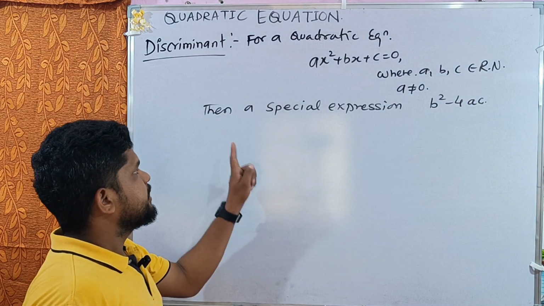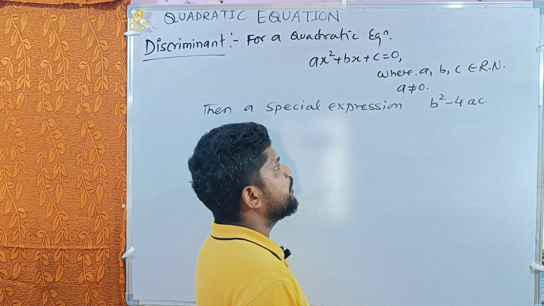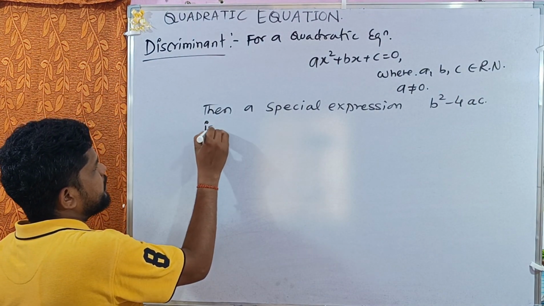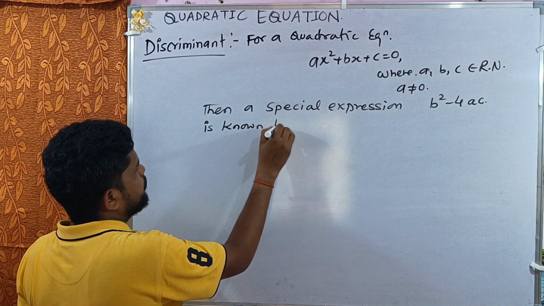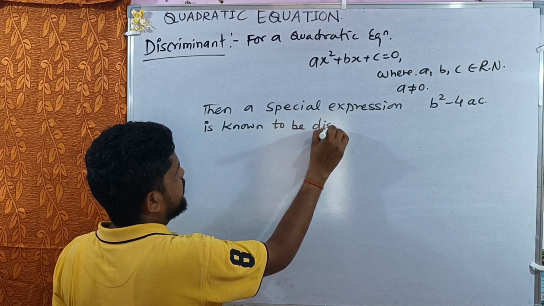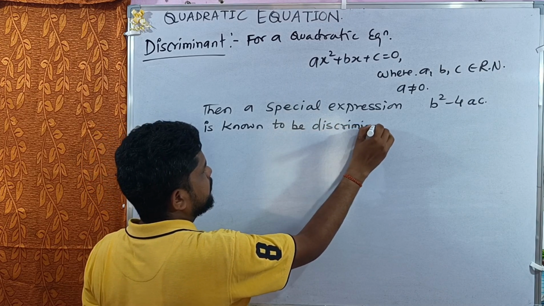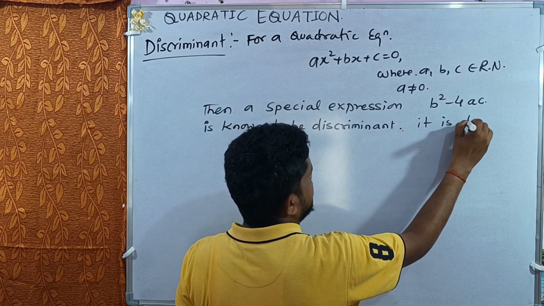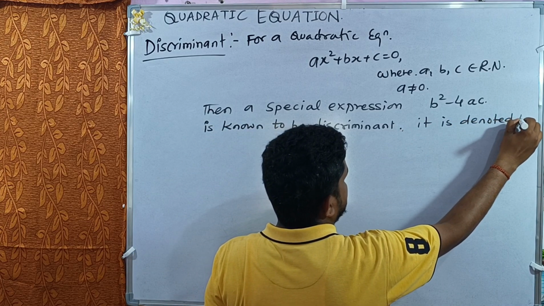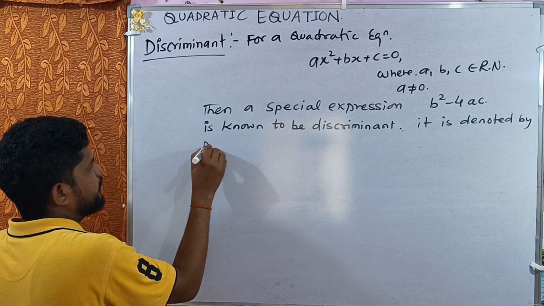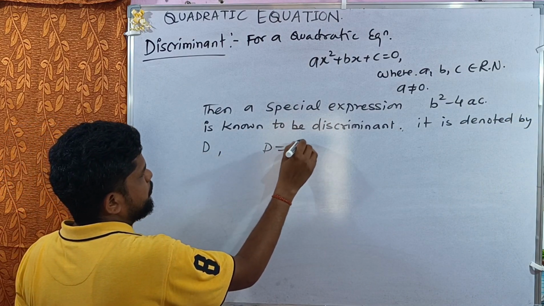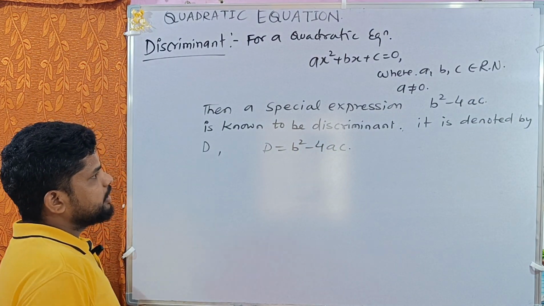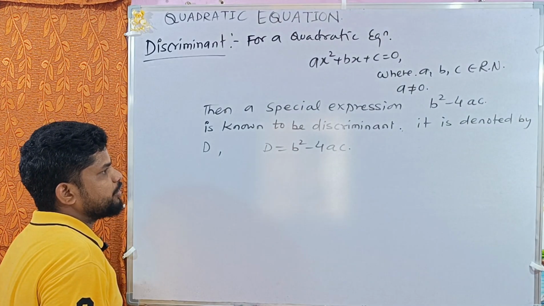Here you can see that this special expression is the relationship between the real numbers of a quadratic equation. It is known to be the discriminant, and it is denoted by capital D. So the value of the discriminant is b square minus 4ac.